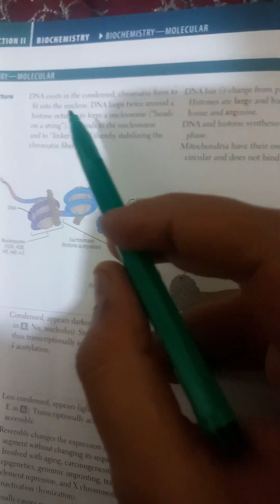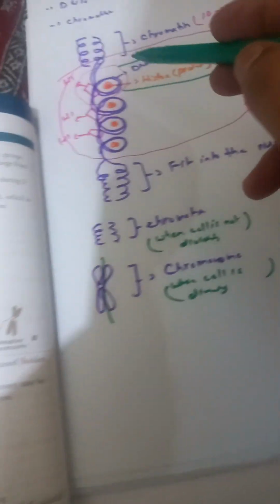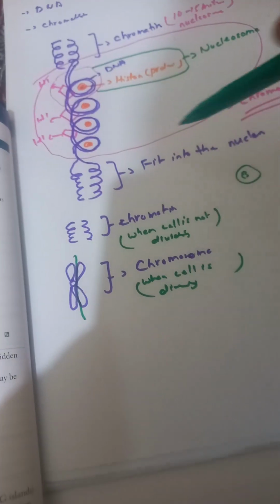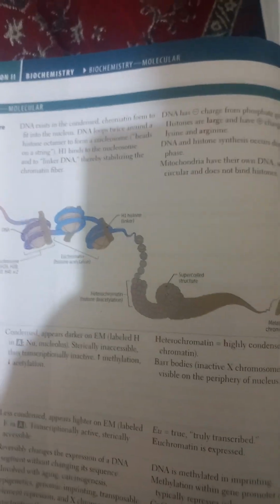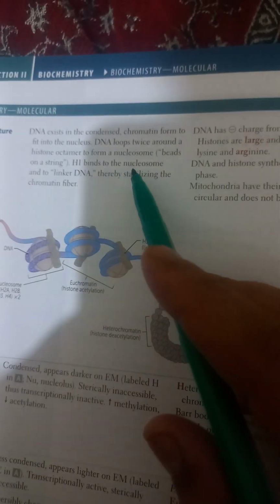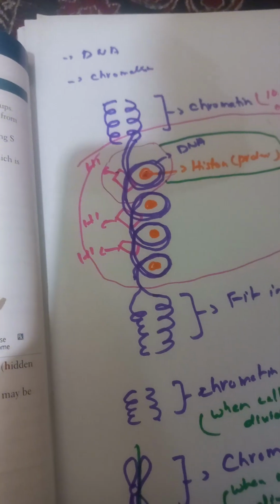So now we understood everything. DNA exists in condensed chromatin form so that it can fit into the nucleus. Okay, DNA loops twice around a histone octamer. DNA is looping twice around a histone octamer to form a nucleosome. H1 binds to nucleosome and to linker DNA, thereby stabilizing the structure. If H1 doesn't bind to this DNA, the structure will not be stabilized.